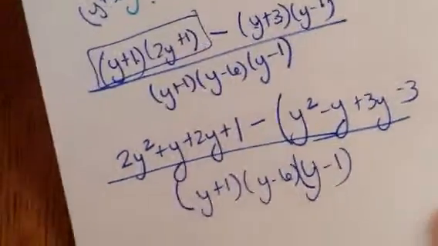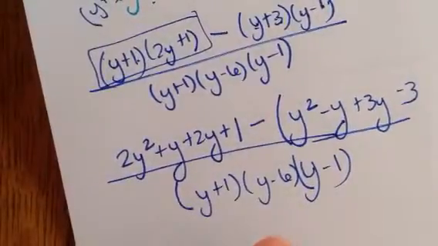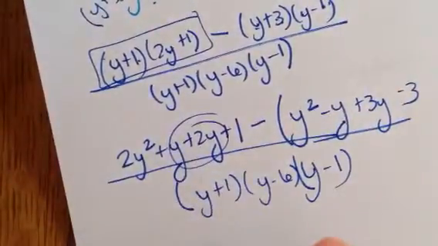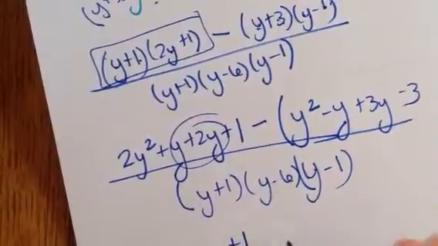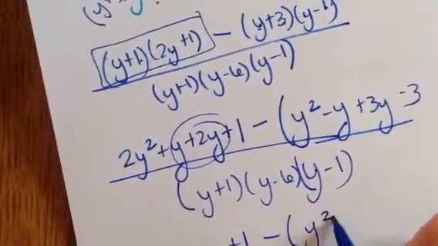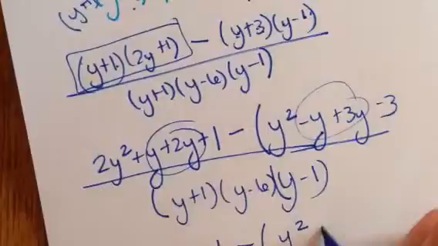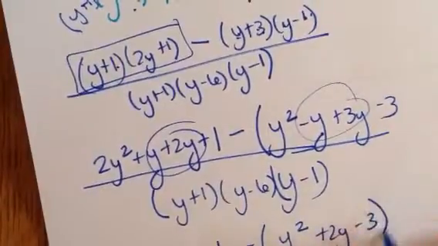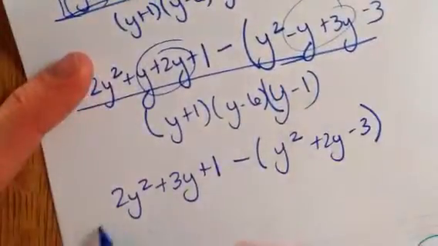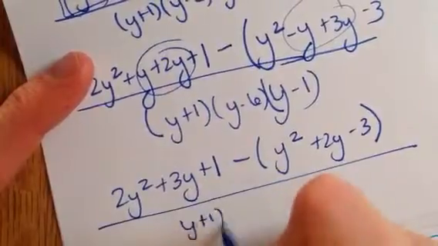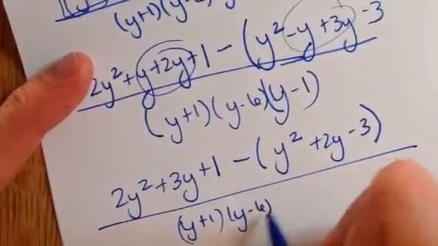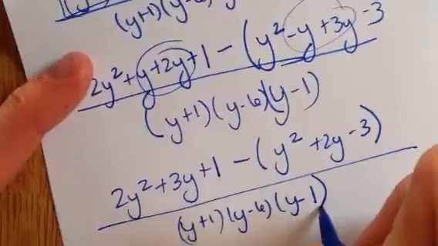I would combine like terms. So I'm going to have 2y squared plus 3y plus 1 minus y squared plus 2y minus 3 over my denominator of y plus 1, y minus 6, y minus 1.